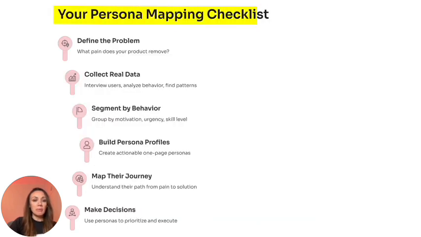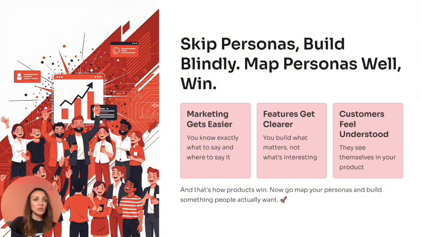Okay, your persona mapping checklist. Define the problem, collect real data, segment by behavior, build persona profiles, map their journey, and make decisions. When you have your set of personas, this is your main document that helps you understand which direction to go, what to build, how to market, where to market, and your features get clearer, your customers feel understood because you're talking to them, you know who to interview and then survey later and continue to build those connections with.